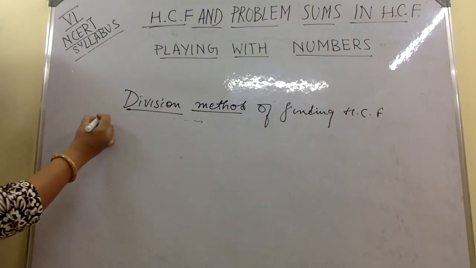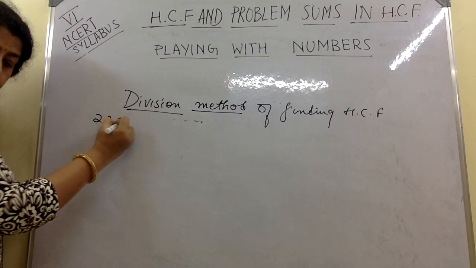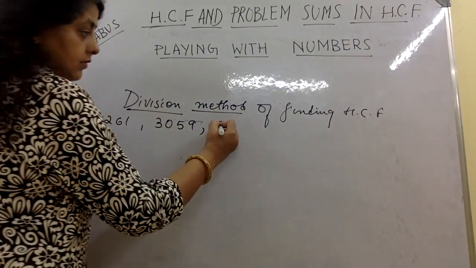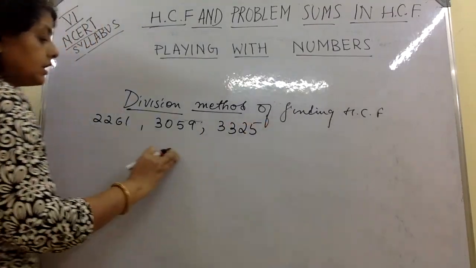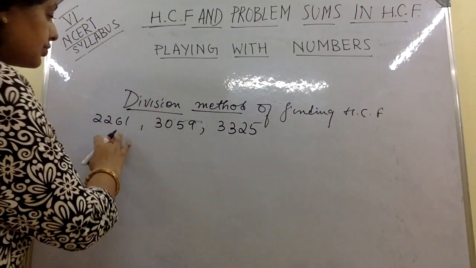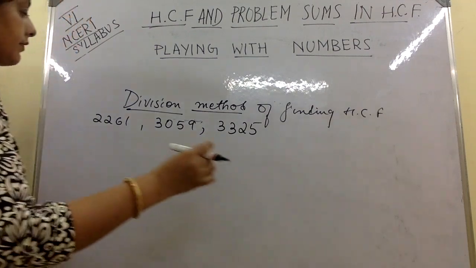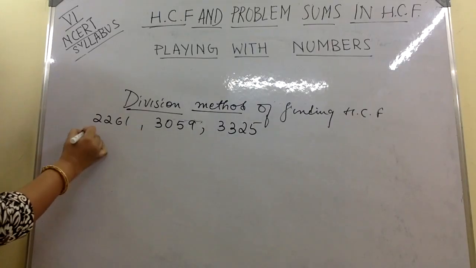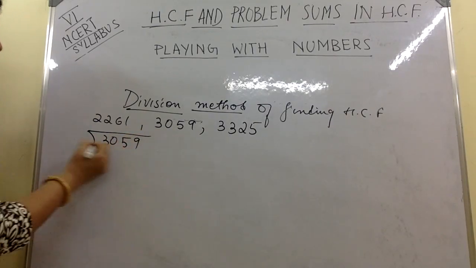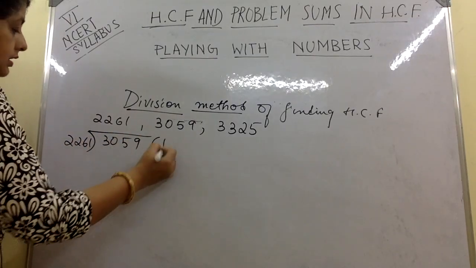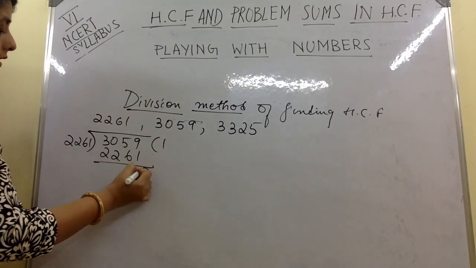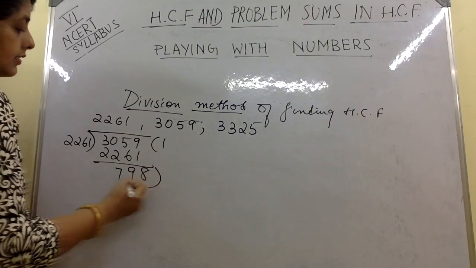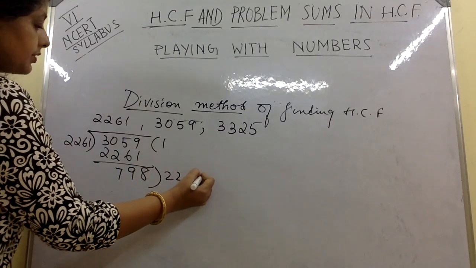Let me take up now 3 numbers. There are three numbers here. Okay, 2261, 3059 and 3325. Take any two numbers, this one you divide by this. Okay, 3059 and 2261. So this is going to go once clearly, 8, this is 9, 7, and now this number is going to come here.